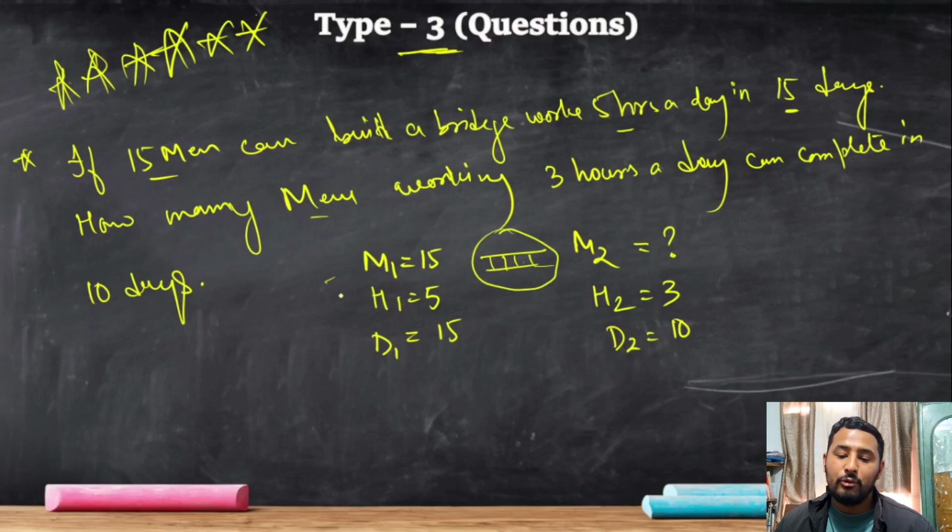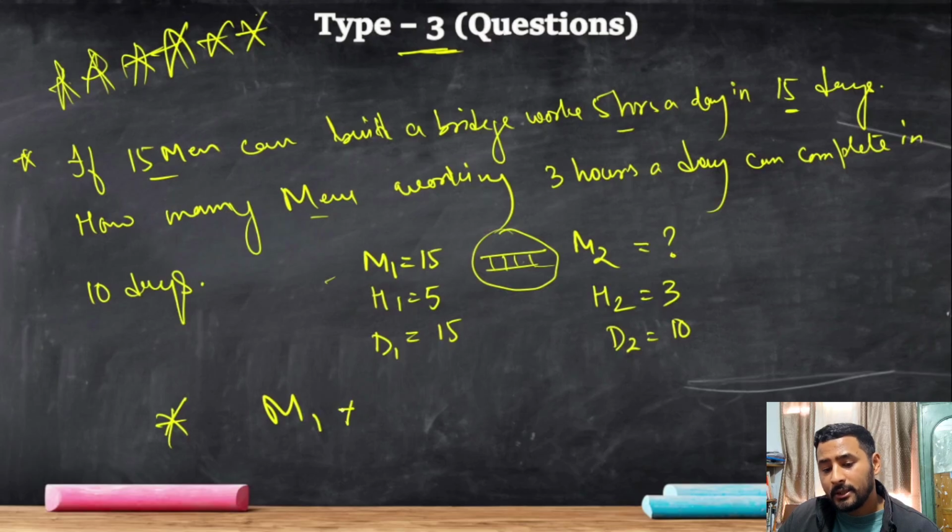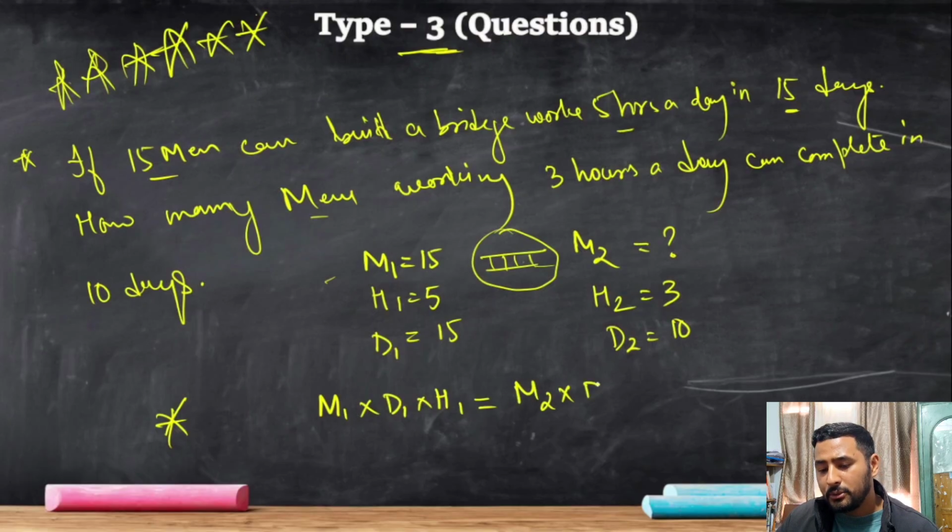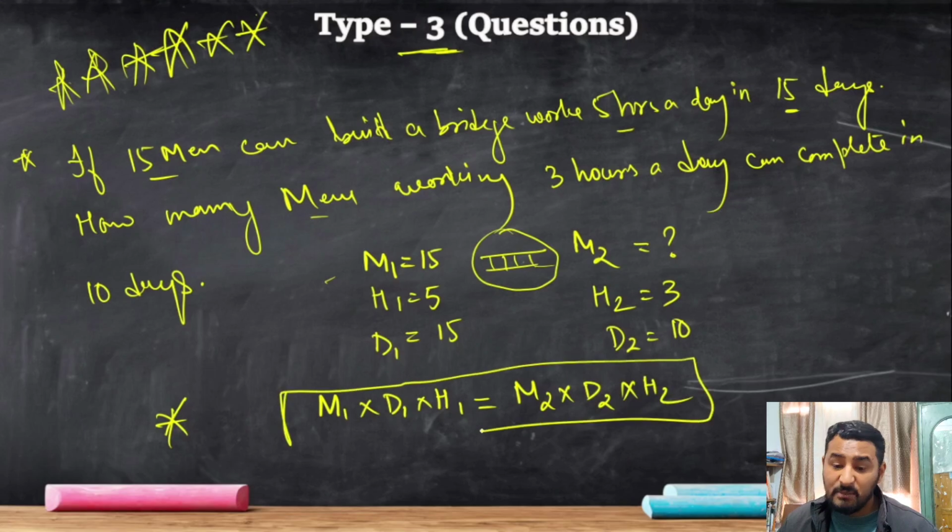They are doing equal work. M1 H1 D1 equals M2 H2 D2. So you should remember this formula. Men 1 into day 1 into hour 1 is equal to men 2 into day 2 into hour 2. Very important formula. Sometimes only men into days is given, hours are not given. So this is a very important formula you should remember.